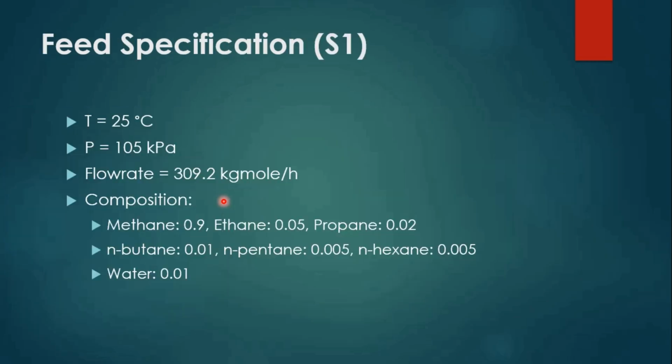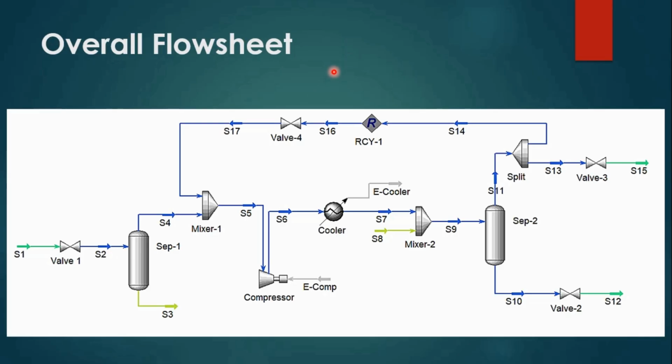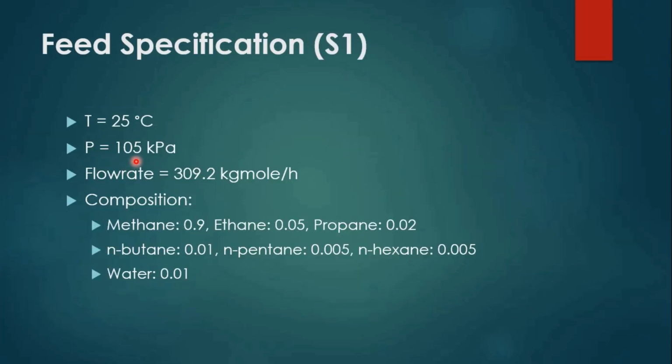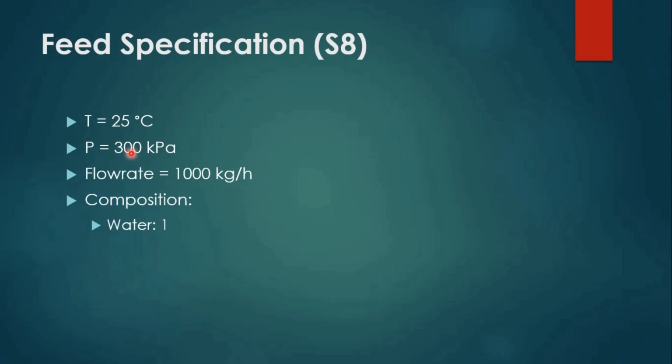And now we will go to the specifications and see what they are. Temperature is 25 degrees centigrade for the feed stream, which is S1 labeled here. The pressure is 105 kilopascal. The flow rate is 309.2 kg mole per hour. The composition involves methane 0.9, ethane 0.05, propane 0.02, n-butane 0.01, pentane and hexane both 0.005, and water 0.01. For the S8 stream, the temperature is 25 degrees centigrade, pressure is 300 kilopascal, flow rate is 1000 kg per hour, and the composition of water is 1.